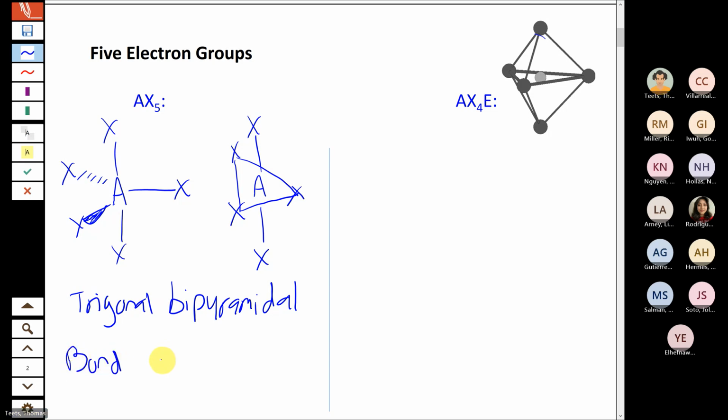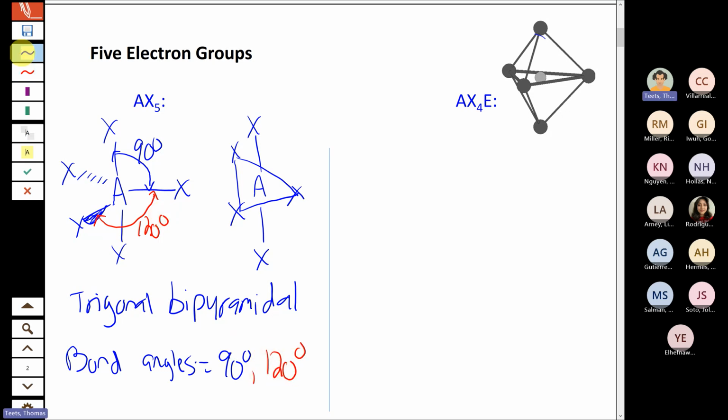So in trigonal bipyramidal, the angle from one of the top or bottom atoms to the side is 90 degrees. So you have a 90-degree bond angle there. But then in the triangle, just like we had last time for trigonal planar, you also have 120-degree angles. So the angles that are in the plane are 120.